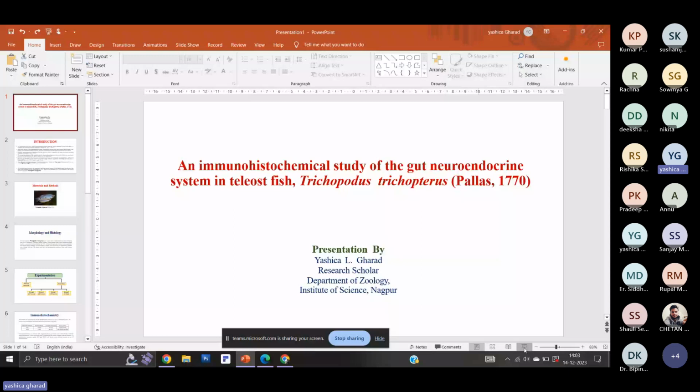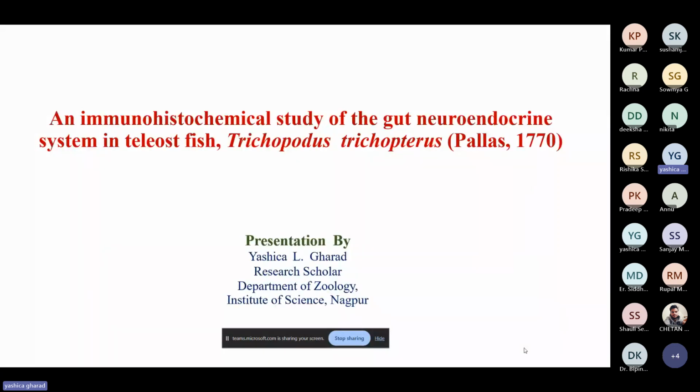Good afternoon, everyone. Myself, Yashika Ghara, a research student from the Department of Zoology, Institute of Science, Nagpur, and I'm here to deliver a presentation on an immunohistochemical study of the gut neuroendocrine system in the teleost fish, Trichopodus trichopterus Pallas 1777.